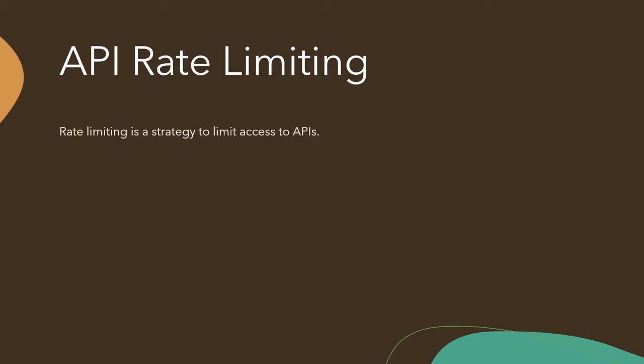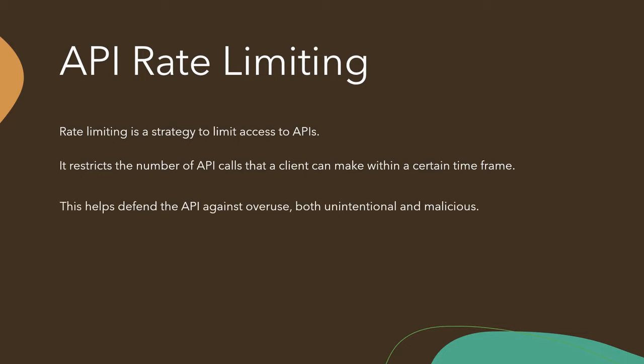Rate limiting is a strategy to limit access to the API. Here we can limit how many times a client can call the API per minute or per hour. It restricts the number of API calls that a client can make within a certain time frame. For example, in 1 minute, you can call 10 times or 100 times. This also defends the API against overuse, both unintentional and malicious.